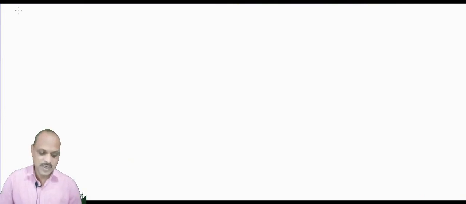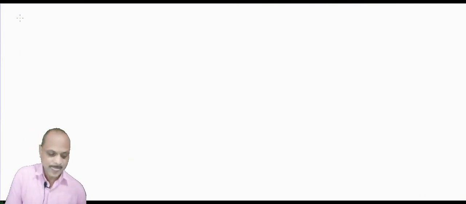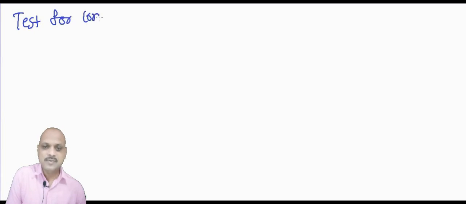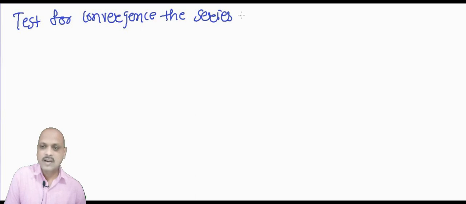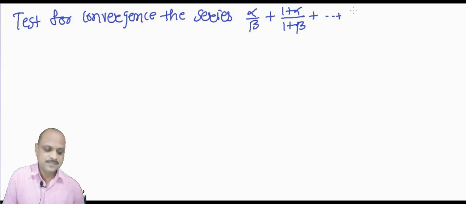Now let us prove one example of how we can apply Raabe's test. Test the convergence of the series alpha by beta plus 1, plus alpha divided by 1 plus beta, plus and so on. Okay. Now let us prove this.